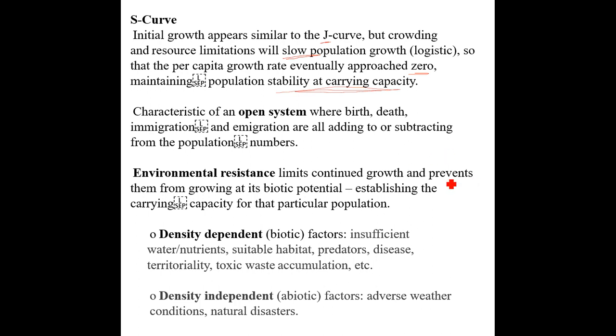Whereas the previous one, the J curve, was for a closed system, this one is characteristic of an open system. So now it's not only the birth rate and the death rate, it's also immigration and emigration that are going to be coming into play here. Another term, environmental resistance. Environmental resistance is a term for anything that's going to prevent the population numbers from getting any higher. It might be a lack of resources, it might be crowding, it might be disease within the area. Those are all different kinds of environmental resistance.